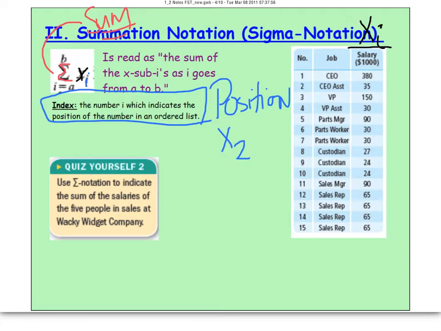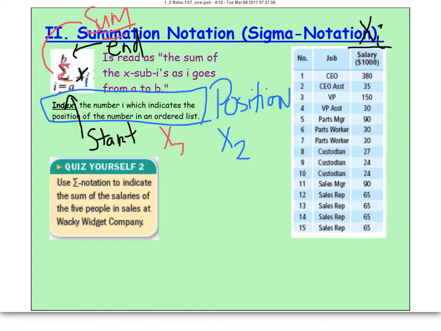If I said find who's in x sub 7, because it's by position, I'm going to go to the 1, 2, 3, 4, 5, 6, 7th position right here. It's the parts worker who makes $30,000. So in this formula, when you put a number in for i, it means go to the salary at that position. Now you have to tell it where to start. This is your starting amount right here, where you start, and then b is where you end.